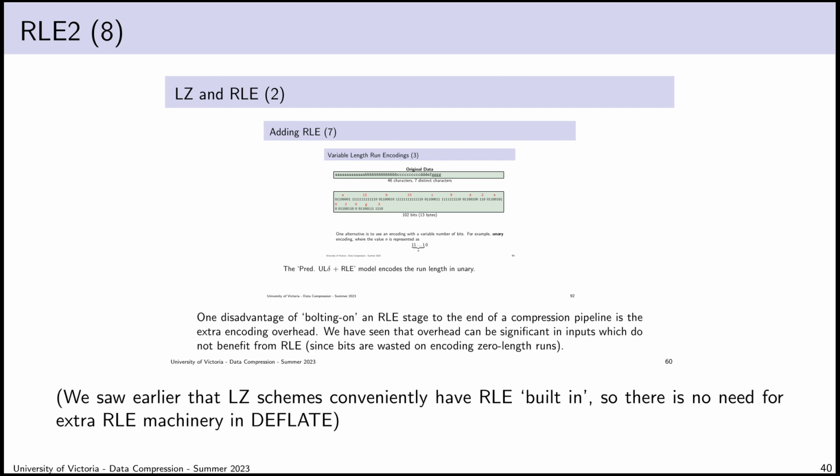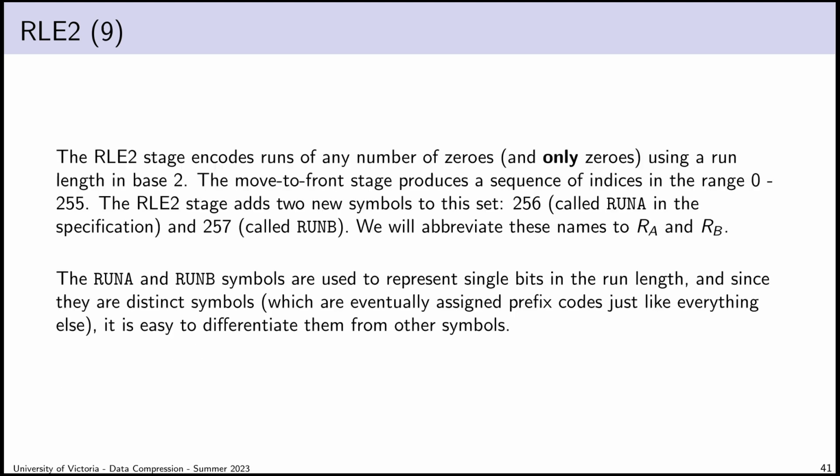I observe at this point that, of course, we didn't have to have a debate about how to encode run lengths specifically for deflate, because deflate uses an LZ scheme, LZSS, and LZ schemes sort of have RLE built into them. So we don't have to worry about this issue of how to tack on RLE to something else. I mentioned earlier that in BZip, we were going to have to worry about that problem because BZip doesn't use an LZ scheme.